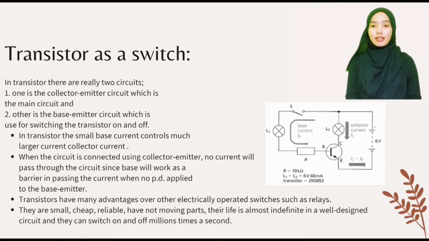Next is transistor as a switch. In a transistor, there are really two circuits. One is the collector-emitter circuit, which is the main circuit, and the other is the base-emitter circuit, which is used for switching the transistor on and off. In a transistor, the small base current controls a much larger collector current. When the circuit is connected using collector-emitter, no current will pass through the circuit since the base will work as a barrier in passing the current when no PD is applied to the base-emitter.